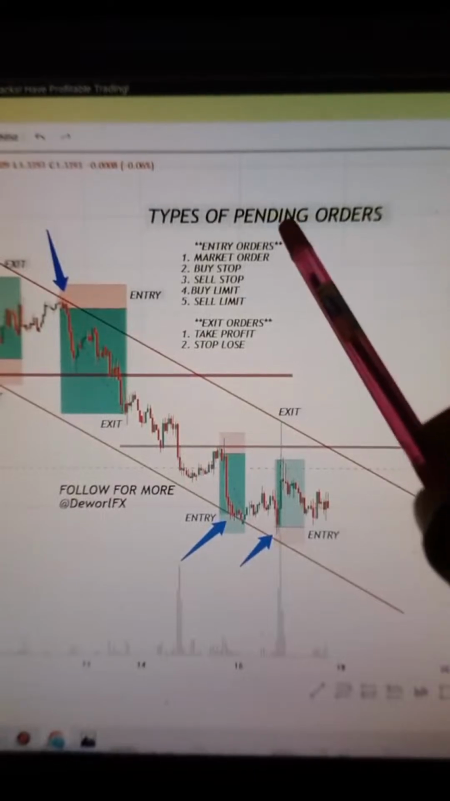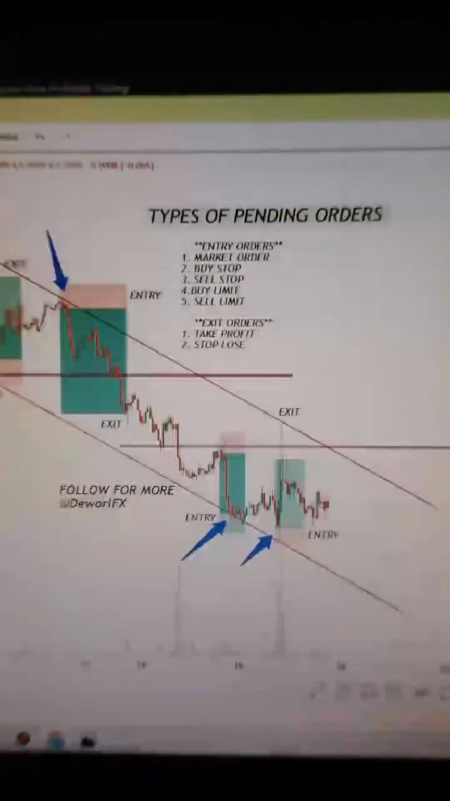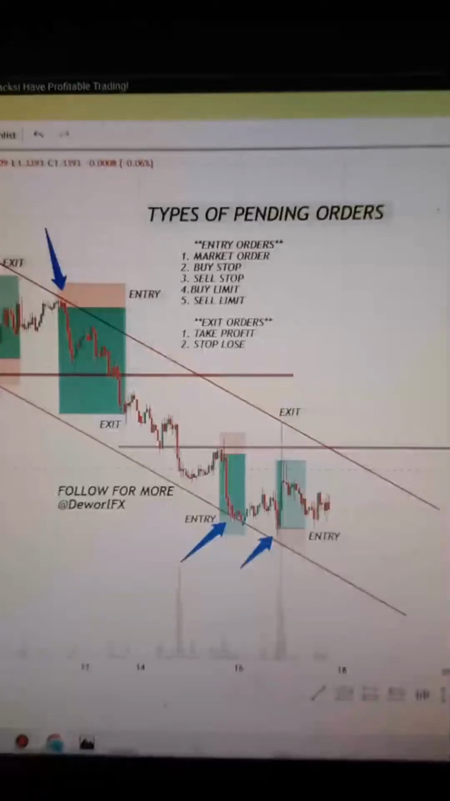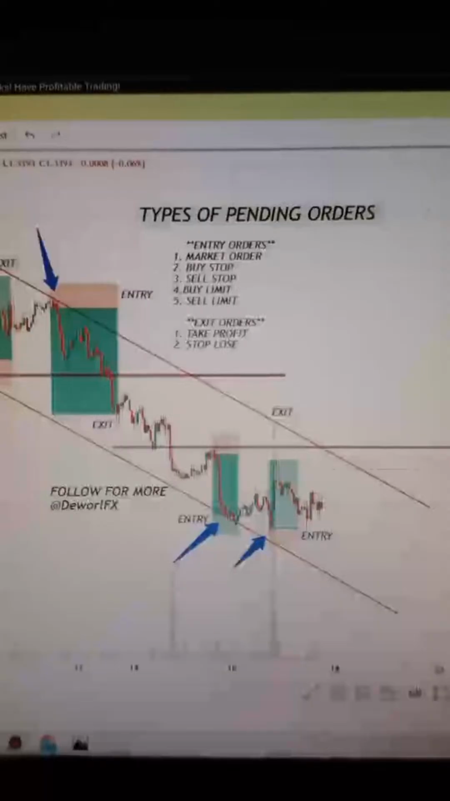Firstly, we have the one we call entry orders. Entry orders are the orders you use to enter a trade. Now, instead of taking that buy or sell instantly, if you look on your screen on your MT5, you see where they say buy and where they say sell. The buy or sell you see there is an instant order. We call it a market order or instant order. That is when you use the buy or sell on your MetaTrader.